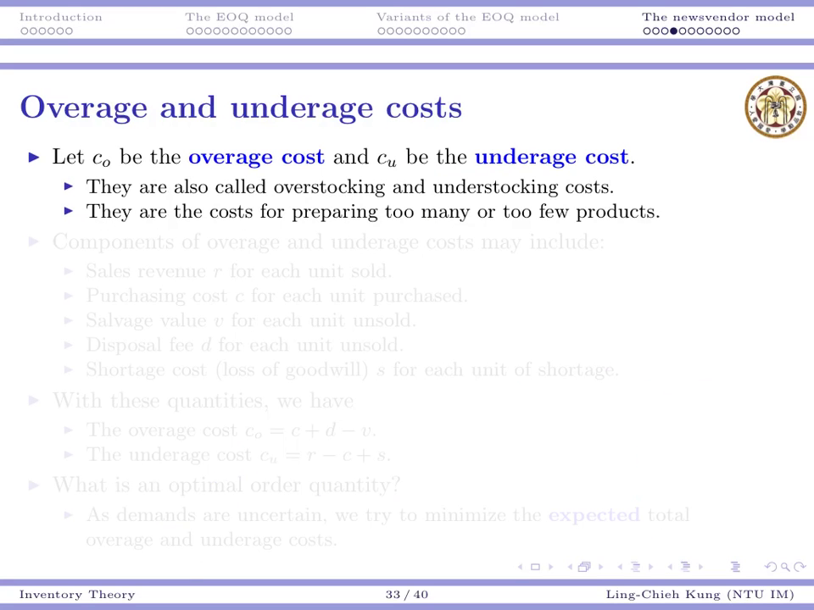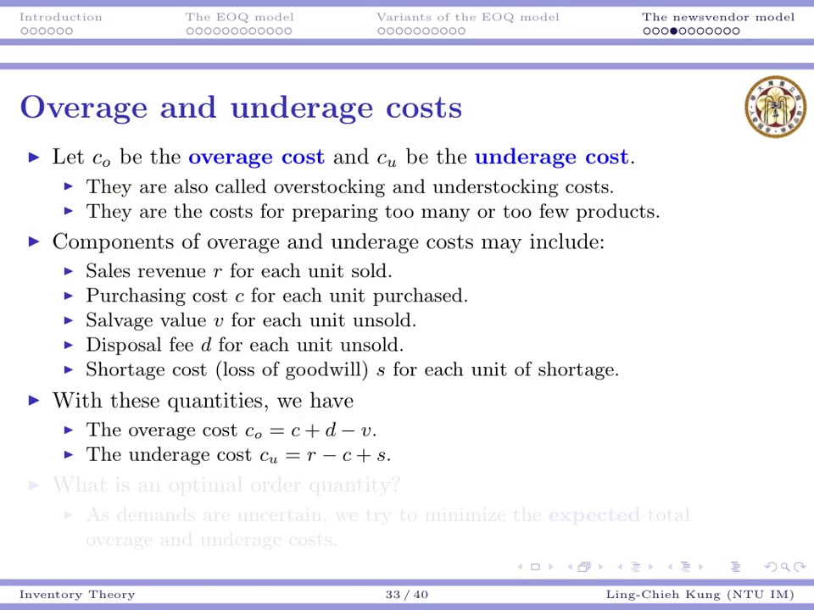Okay, some other things. Let's call CO and CU the overage and underage cost. These are the costs for ordering too much or ordering too little. Somehow these costs are just conceptual terms. They come from other terms, and we collect them into CO and CU so that when you have one unit of shortage, you feel like you are losing CU, or if you have one unit left over, you feel that you are losing CO. So let's see what the possible components are.